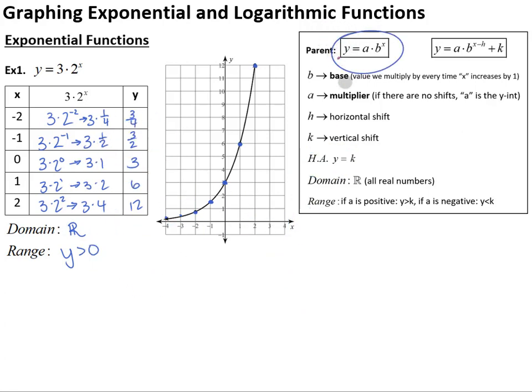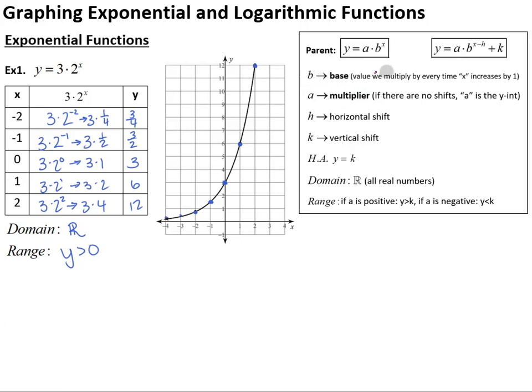Okay, so our general parent function for exponentials looks like this. Here is our transformation form where we can manipulate a. If it's negative, it gives us a reflection. If it's greater than 1, it gives us a stretch. If it's between 0 and 1, it gives us a vertical compression. We've got h, which does our horizontal shift, and it's the opposite sign of what it looks like in our exponent, and then k is our vertical shift.